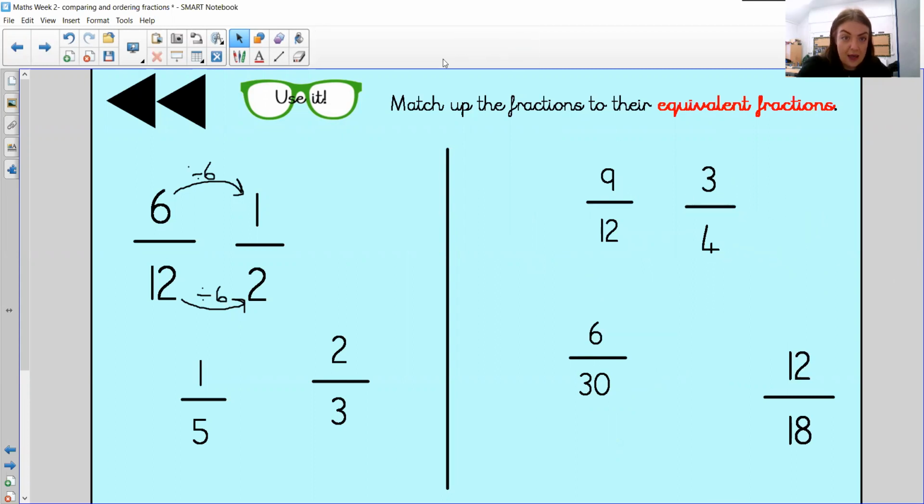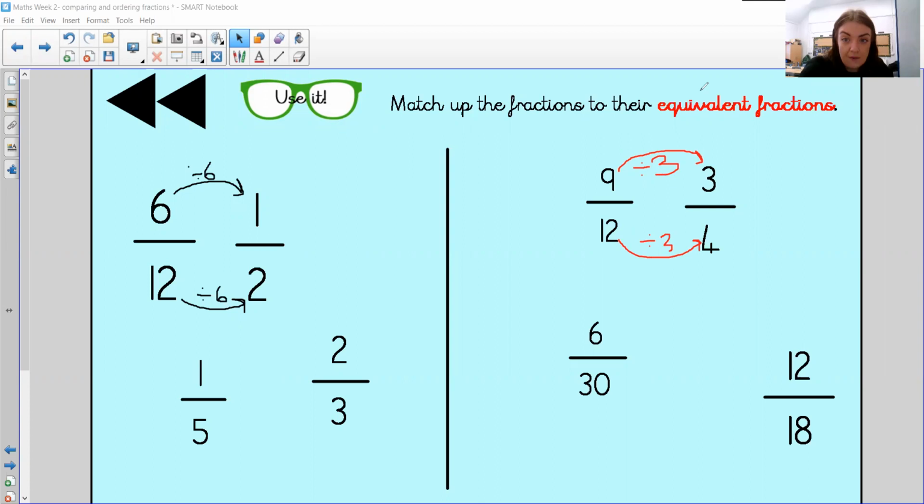So let's get my prove it pen. Let's think about what has happened. So what's happened there to get from 9 to 3? I've divided that by 3, because 3 times 3 is 9. So hopefully, yes, 12 divided by 3 is 4. Brilliant.